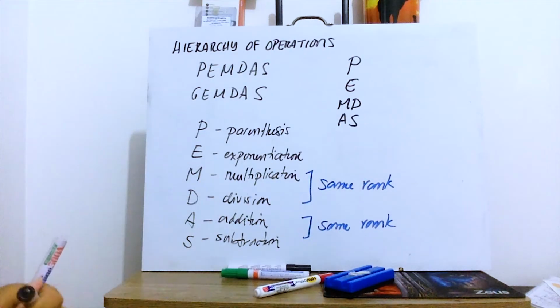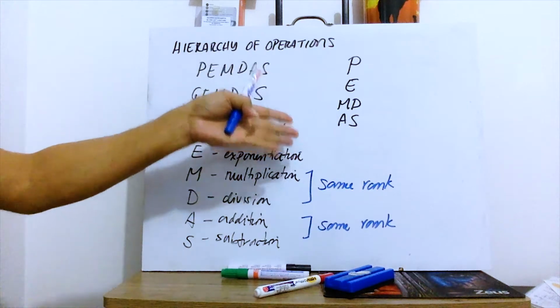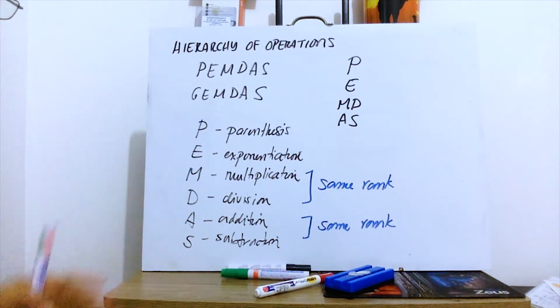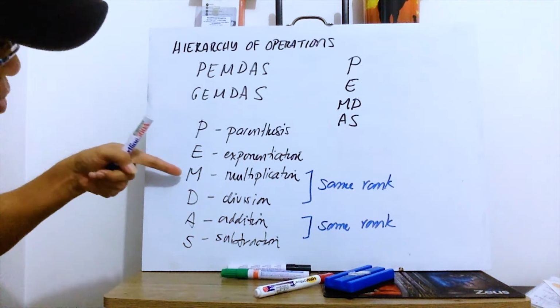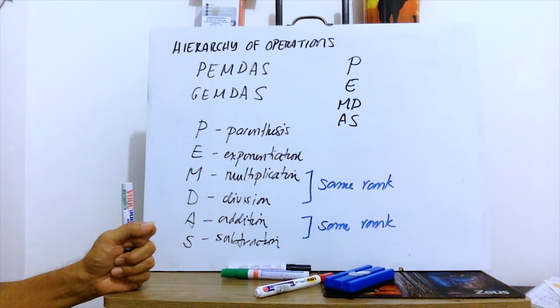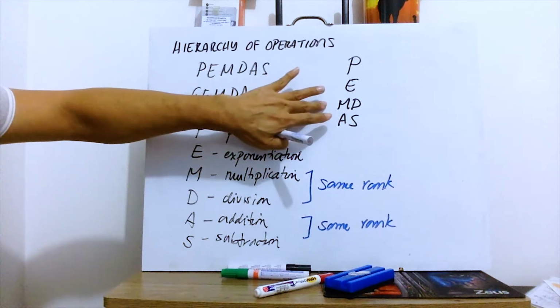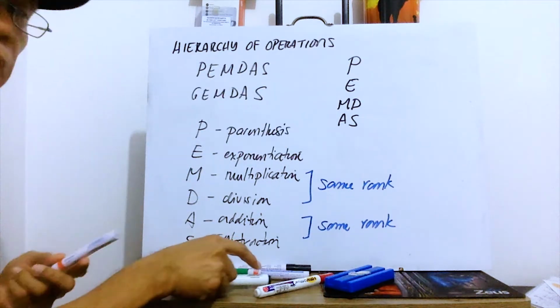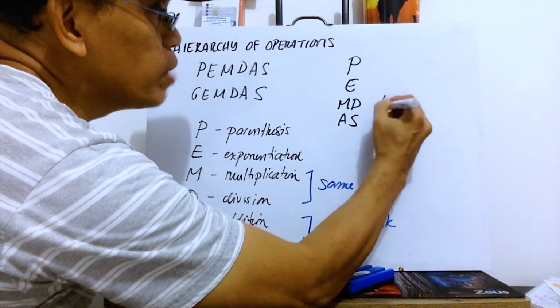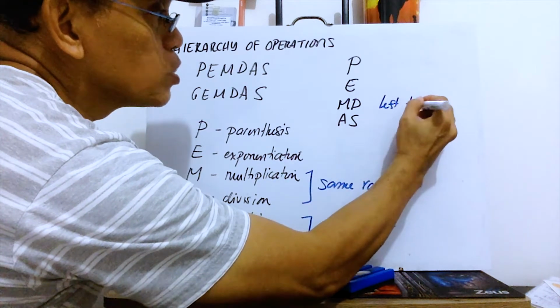That's the proper way to write PEMDAS or GEMDAS, not this way. Because students always make a mistake of solving multiplication first before division. They are the same rank. So how do we solve it? If it's a combination of multiplication and division, it should be solved from left to right.